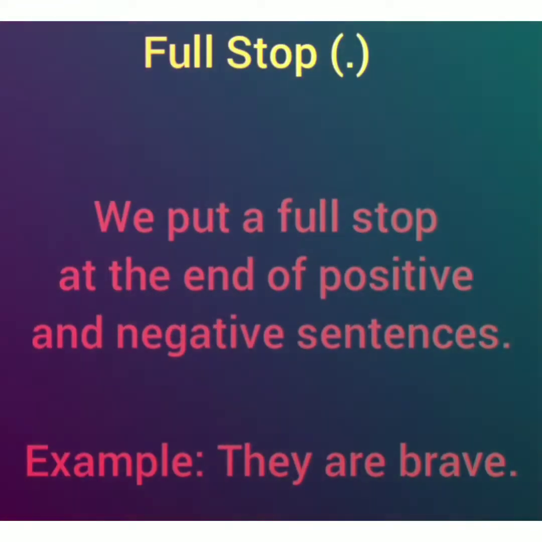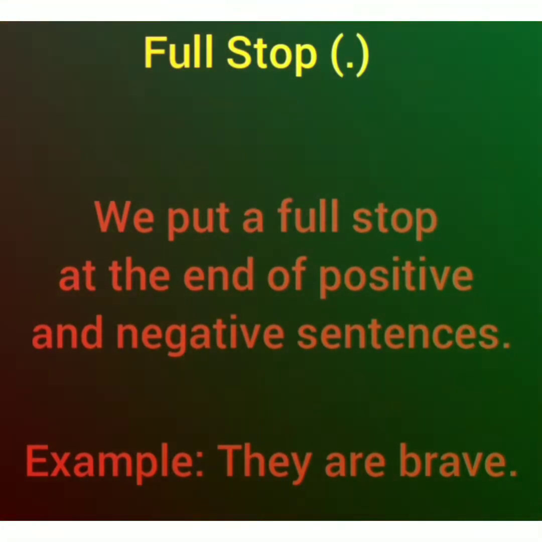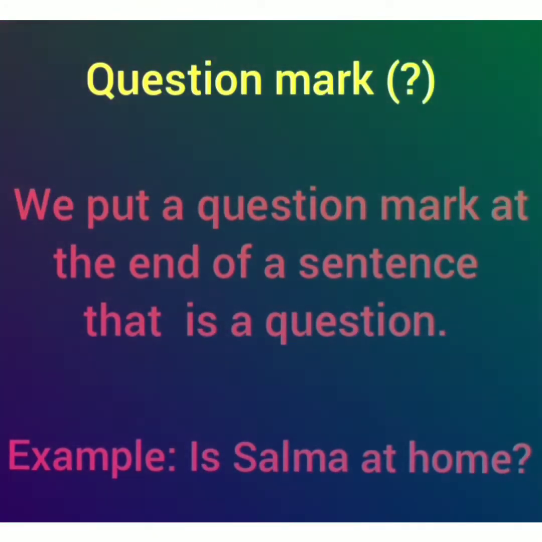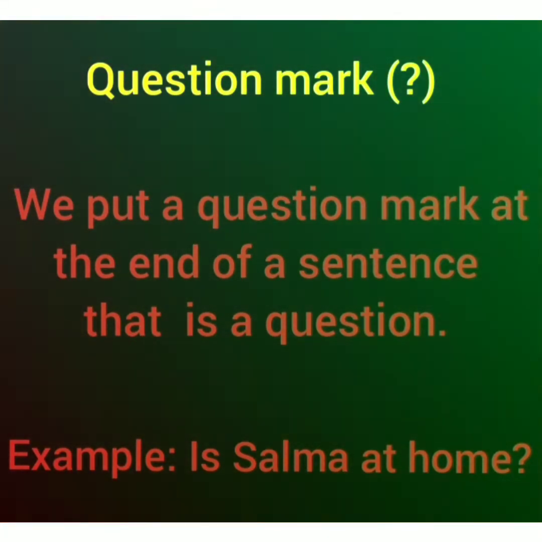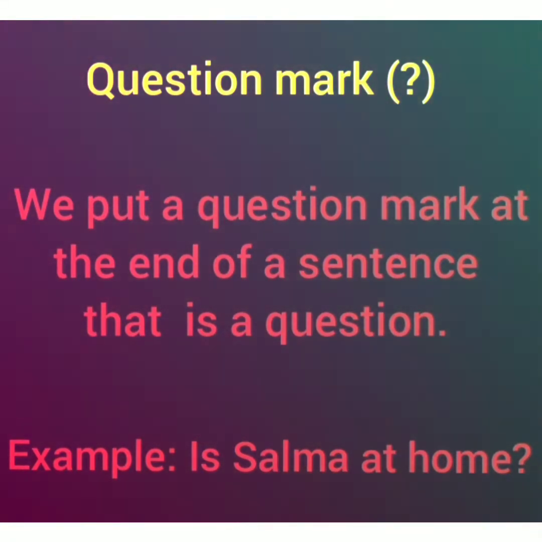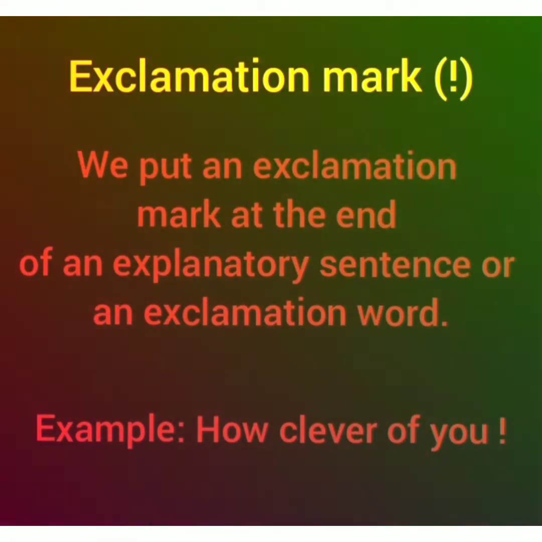The next one is full stop. We put a full stop at the end of positive and negative sentences. For example, they are brave. Question mark. We put a question mark at the end of a sentence that is a question. For example, is Salma at home? Exclamation mark. We put an exclamation mark at the end of an exclamatory sentence or an exclamation word. For example, how clever of you!